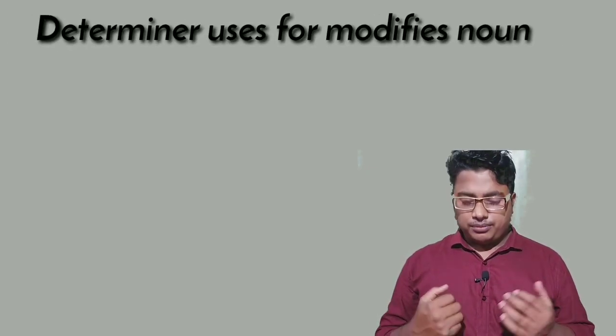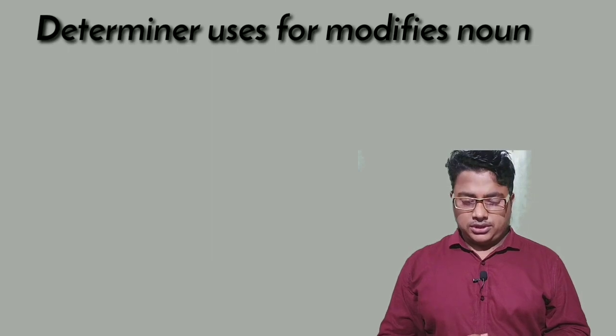Which word indicates mango trees? By the help of the. Here the 'the' is a determiner. It specifies the mango tree gives us fruits. Then the determiner is used to modify noun.